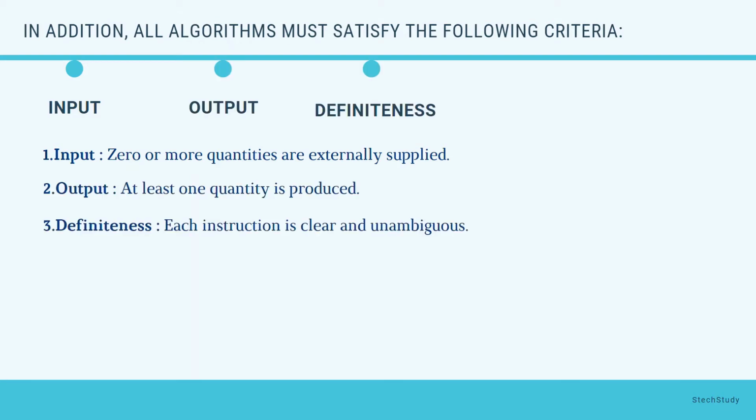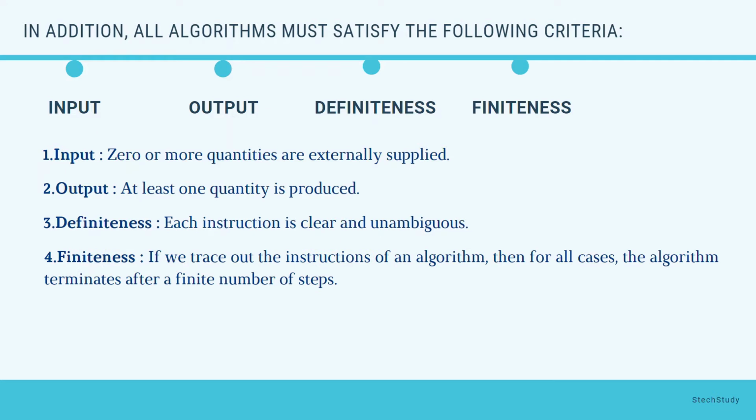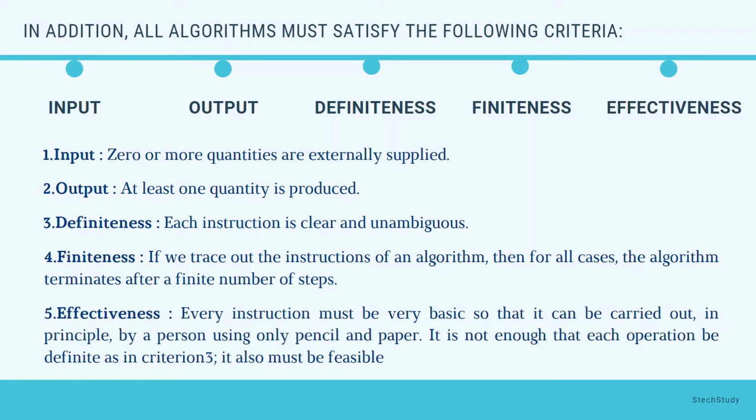Each instruction should be clear and unambiguous, which we will call definiteness. Next, the instructions in the algorithm should be able to be traced out for all cases, and it should terminate after a finite number of steps. Lastly, algorithm instructions should be effective so that anyone can solve it by pencil and paper.